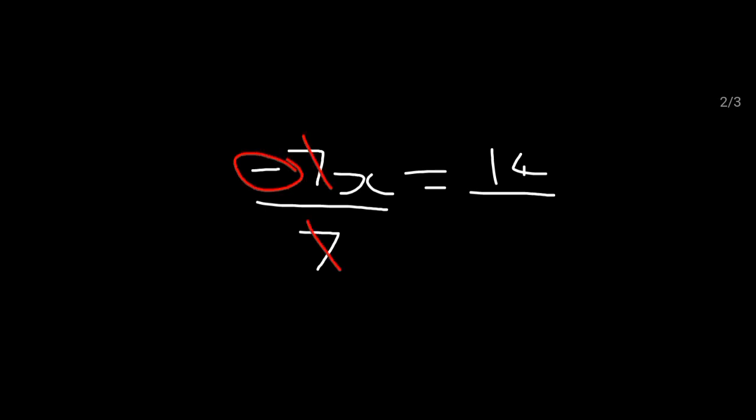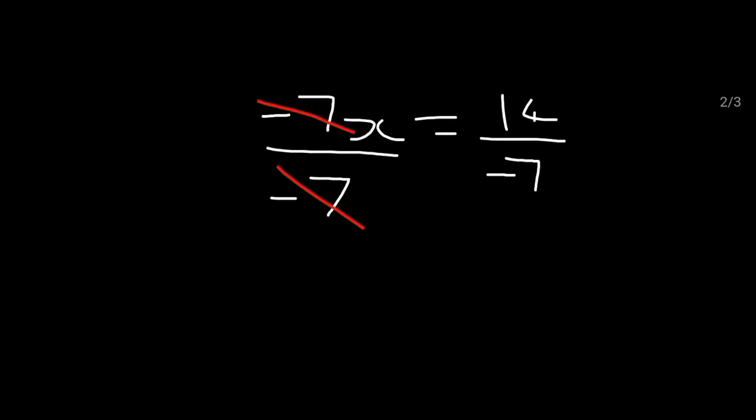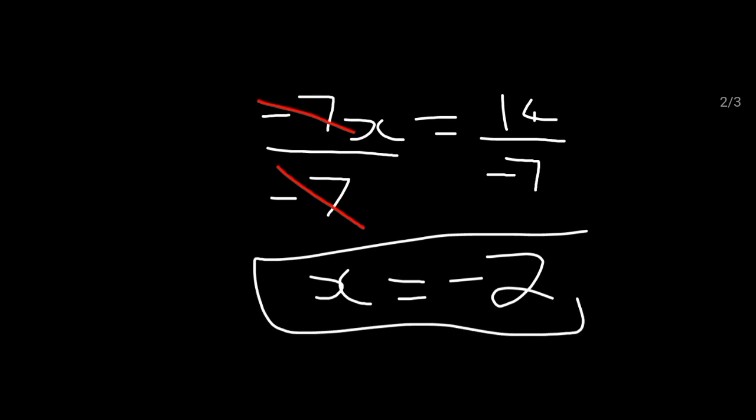But what about this negative sign? Remember, we take everything that is with the x. So we are going to divide by negative 7. Where we divide by negative 7, this negative 7 will cancel this negative 7, and we are left with our x. And then this side, 14 divided by negative 7, you're going to get negative 2. And then that is your answer. I hope it makes sense.